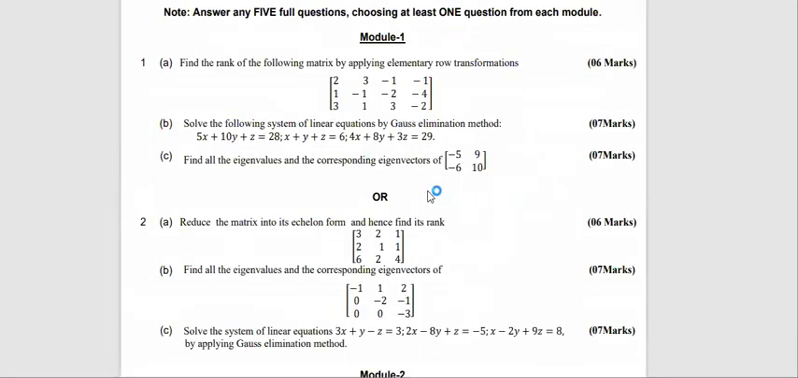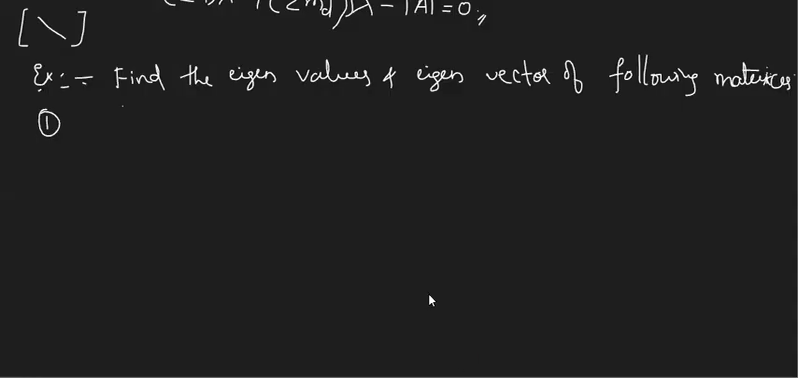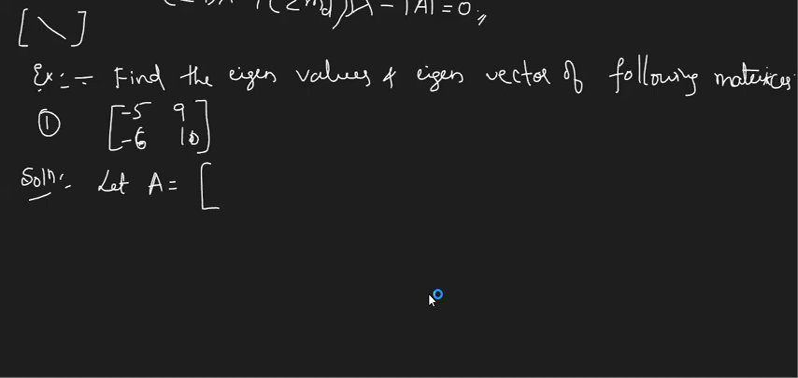Just see, you can remember it: -5 9 -6 10. What is this? -5 9 -6 and 10, no? Correct? Yes, ma'am. So they give some matrix and they'll ask you to find eigenvalues and eigenvectors. I'll explain the procedure. So first thing, take A equal to the given matrix. What is that? -5 9 -6 and 10.